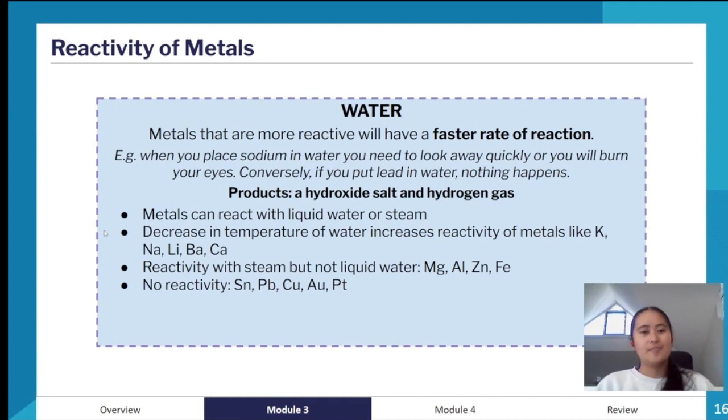And also another thing is that a decrease in the temperature of the water increases reactivity of some metals, including potassium, sodium, lithium, barium, calcium. And there are also some metals that don't react in water at all, so they do not form a hydroxide salt and a hydrogen gas, and this includes lead and copper and gold. So just some things to think about.